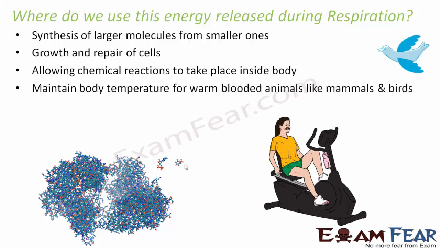Maintain body temperature for warm-blooded animals like mammals and birds. We have already discussed about what are warm-blooded animals in class 9, right? So what are warm-blooded animals? Those animals which maintain their body temperature to a constant value. They always try to keep their body temperature constant. For example, human beings. So this example you can take that, let us suppose if it is very hot outside.